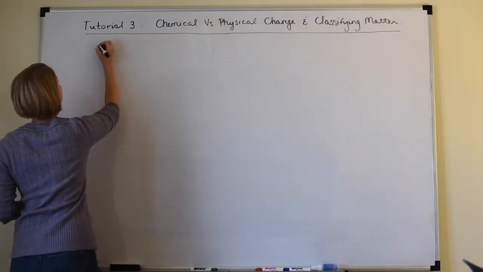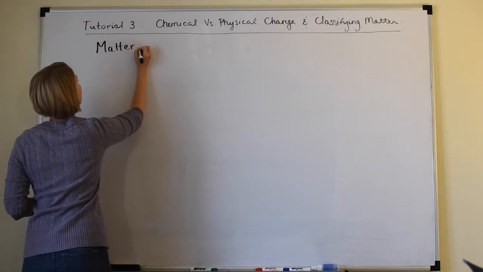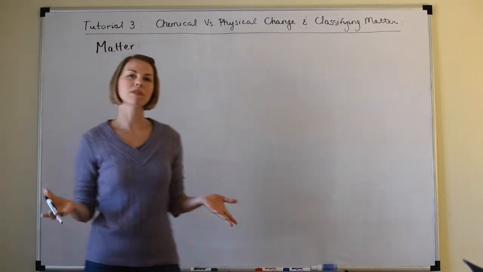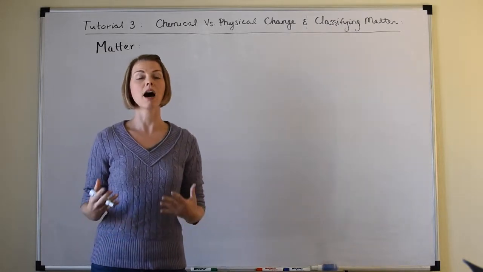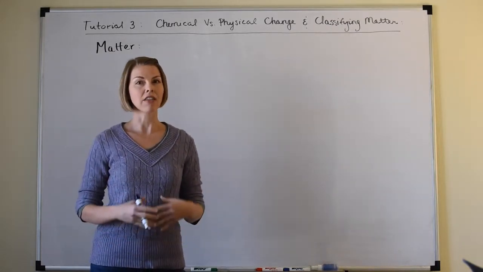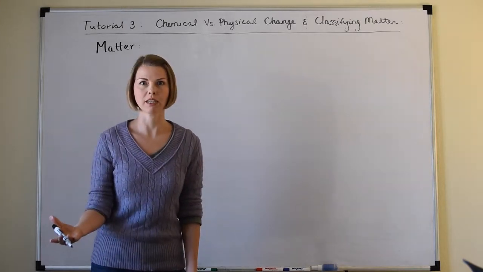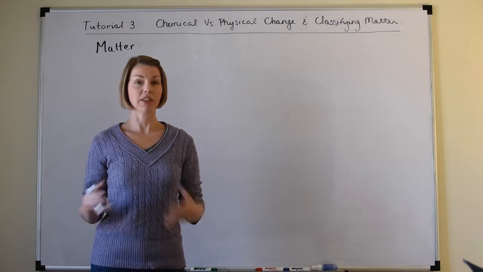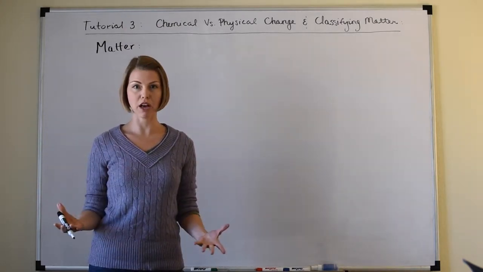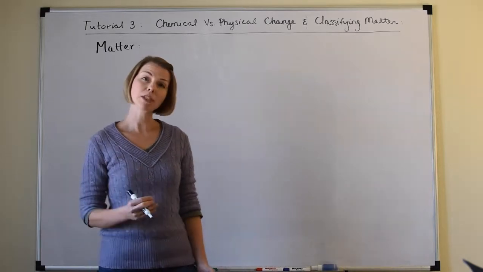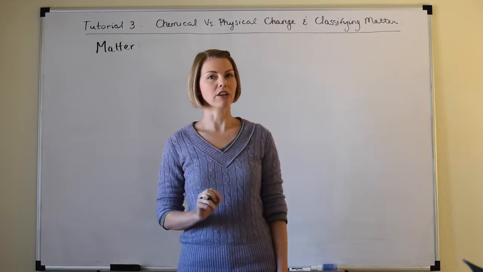Let's get started with matter. Matter can be defined as anything that has mass and occupies space. So really, matter is anything that you can think of in your world. It is the food that you eat, the clothes that you wear, the air that you breathe, the pencil that you're writing with. These are all examples of matter. And chemistry is the study of matter and the changes that matter undergoes.